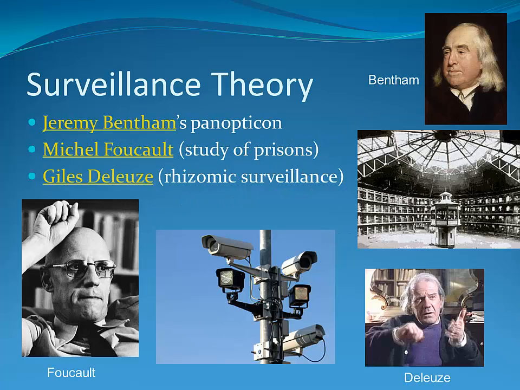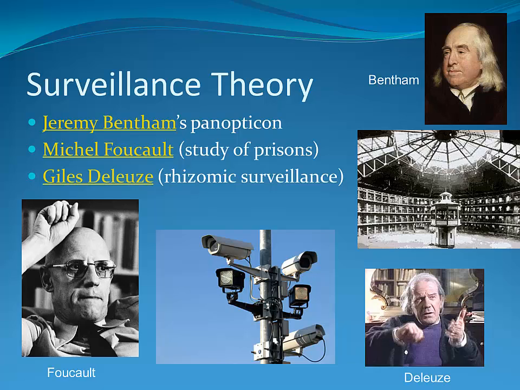Surveillance theory has developed over the years, perhaps starting with Jeremy Bentham's idea of a panopticon. You can see a picture of Jeremy Bentham on the upper right there. And the idea was to be able to see everything, basically. Panopticon means see everything. And that idea was applied originally to hospitals and prisons, which led to Michel Foucault's later work, Discipline and Punish, which was about the commonalities between prisons and other kinds of institutions, such as insane asylums.